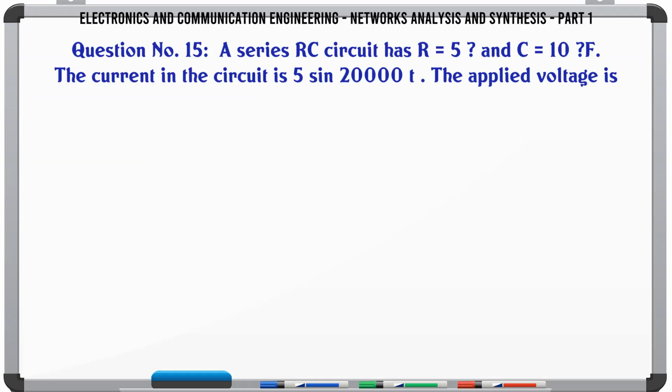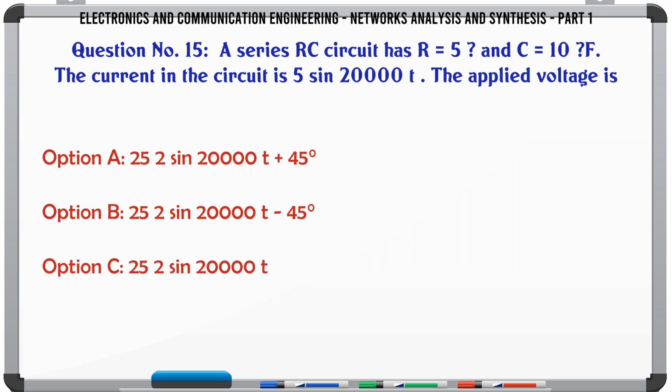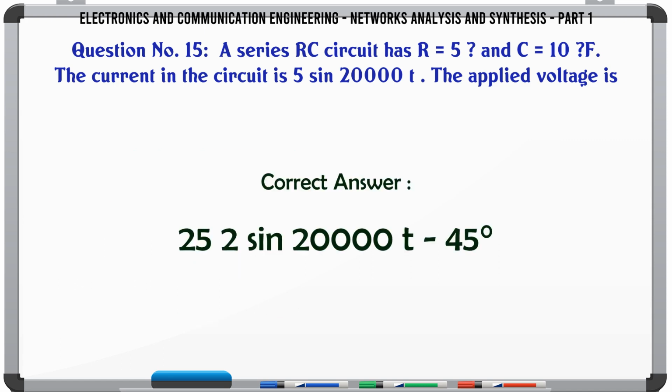A series RC circuit has R equal to 5 and C equal to 10 farad. The current in the circuit is 5 sin 20,000 t. The applied voltage is A. 25 sin 20,000 t 45, B. 25 sin 20,000 t 45, C. 25 sin 20,000 t, D. 25 sin 20,000 t 90. The correct answer is 25 sin 20,000 t 45.